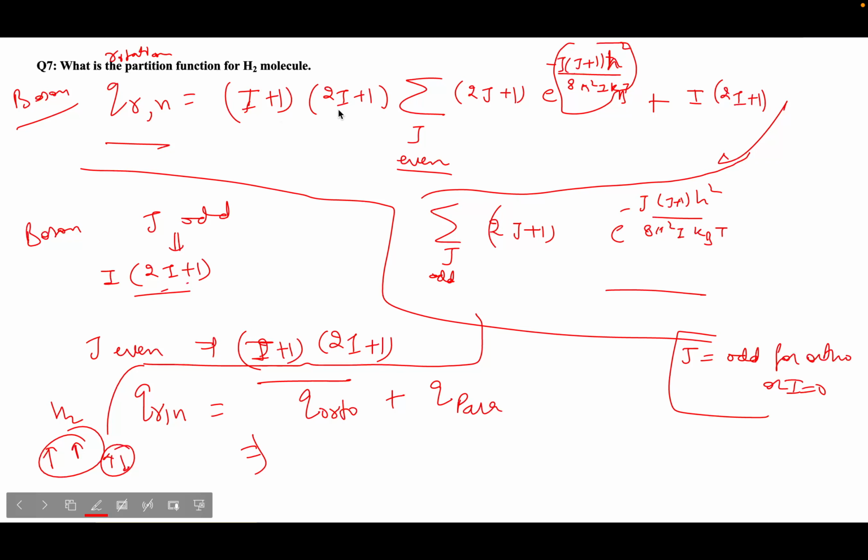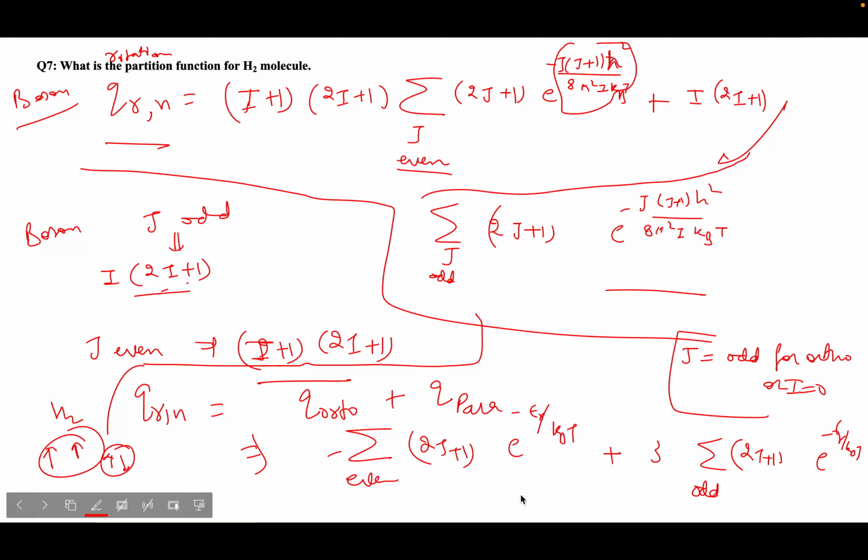So for I is equal to 0, this is 1. So this is the summation over 2j plus 1 times e to the power minus the energy of rotation ER by kBT, plus, now put here the value for I is equal to 1, so this is 2 plus 1, 3 times the summation over odd j of 2j plus 1 e to the power minus ER by kBT. So this is the partition function for rotation in this hydrogen molecule.